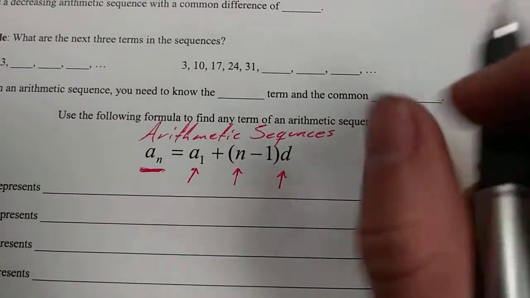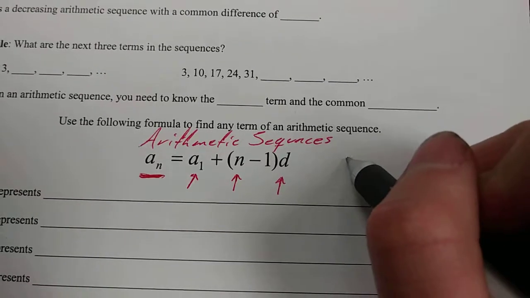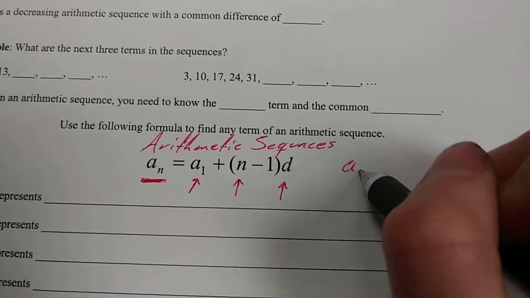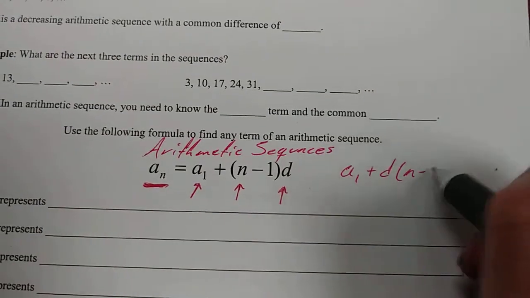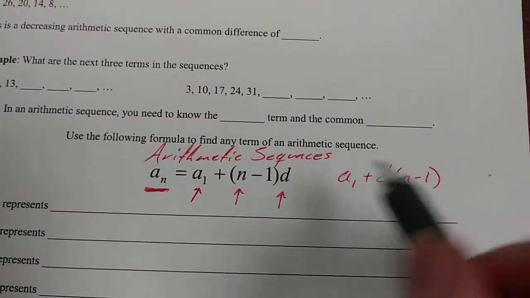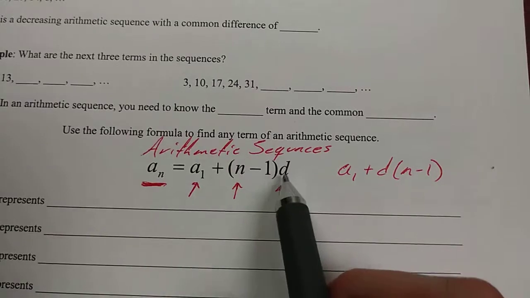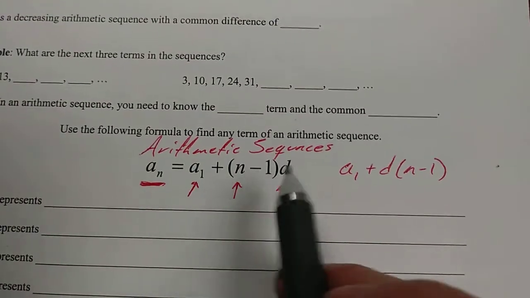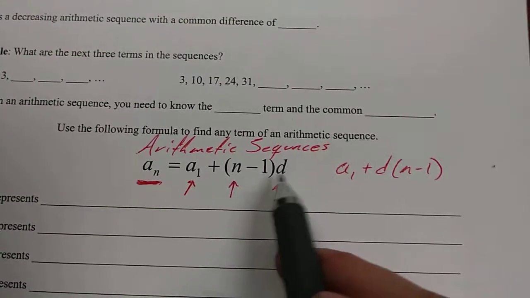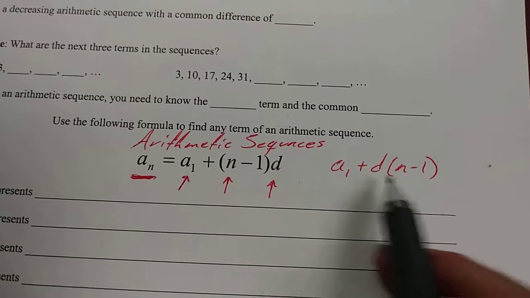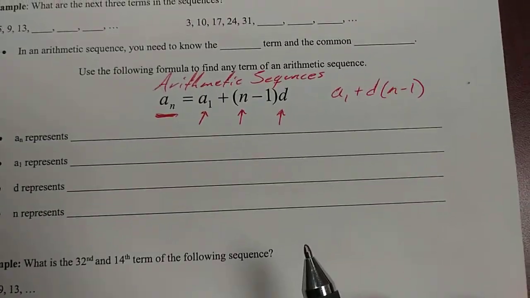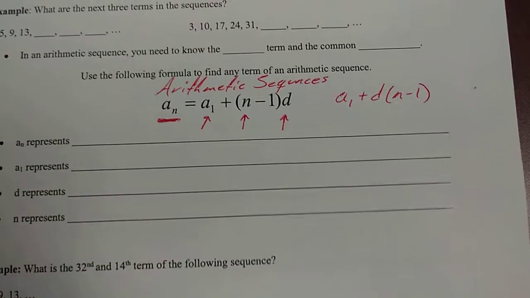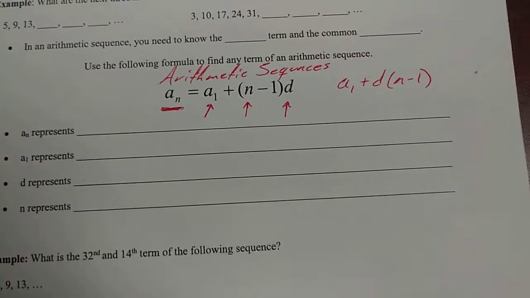Also, in case you don't know, there's a different way to write this equation, and that would be a sub 1 plus D times n minus 1. So pretty much all I did was take the D and put it on the other side of the parentheses. So this form of writing it is the same thing as writing it in this form. So that's the equation, and that's pretty much all the values in the equation.